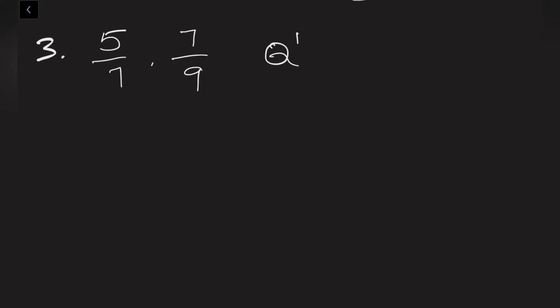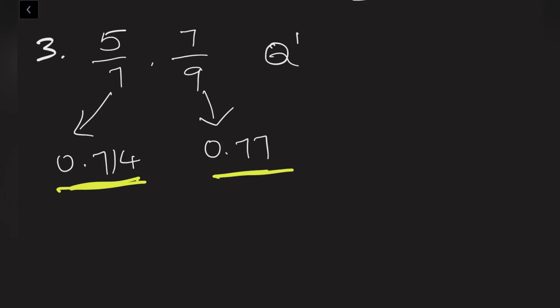To write this one, compulsorily we will have only one method, that is finding the decimal first. 5 by 7 in decimal is 0.714, whereas the decimal of 7 by 9 is 0.7777, and so on. Now this is 0.714 and this is 0.77. In between these 2 decimals, we need to create a neither terminating nor repeating type of decimal. Let's have a look at it.